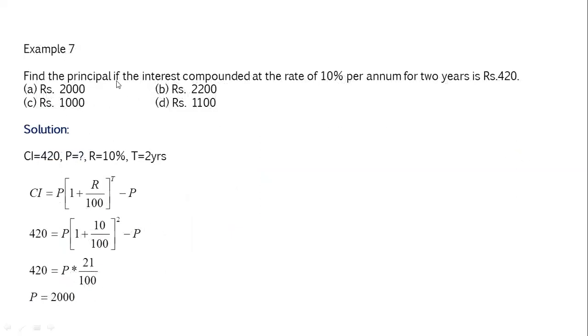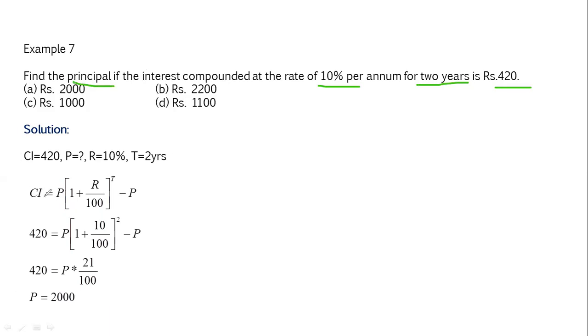Next, find the principal if the compound interest at the rate of 10% per annum for 2 years is rupees 420. So instead of calculating CI, CI is already given to you, you have to calculate the principal. Okay, you have to calculate the principal amount. So very simple again. CI is equal to what? 420, it is given. R is 10%, right? And capital T is 2 years. You have to calculate the principal.